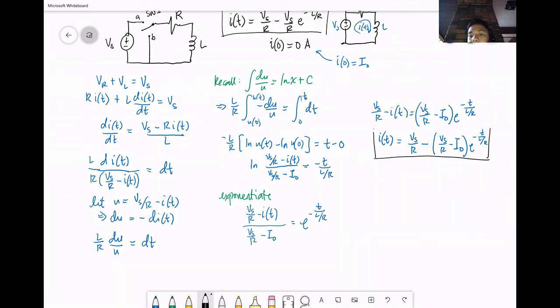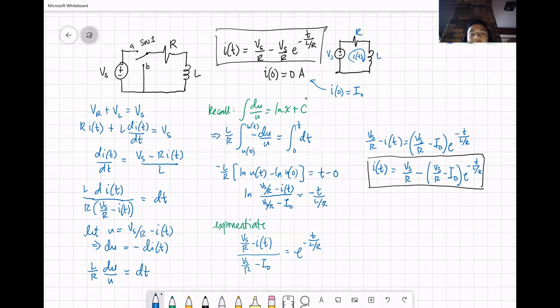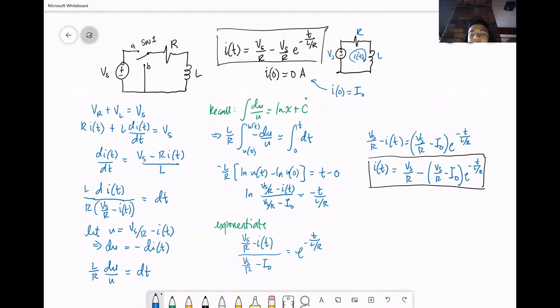If you have any questions, just let me know. Okay, so this is our expression. Now, how to look at this expression? What's the difference between this expression here and the other expression? Can you spot the difference? Okay, you might wonder, minus I0, sir.